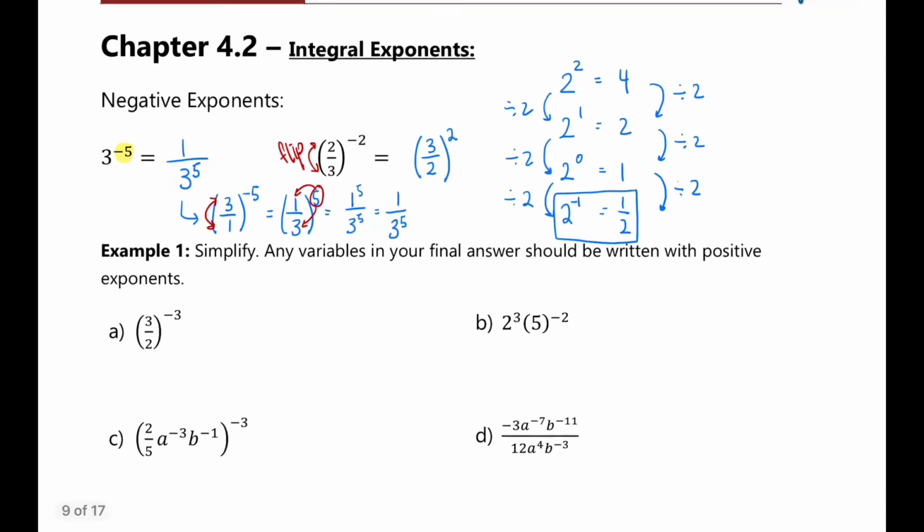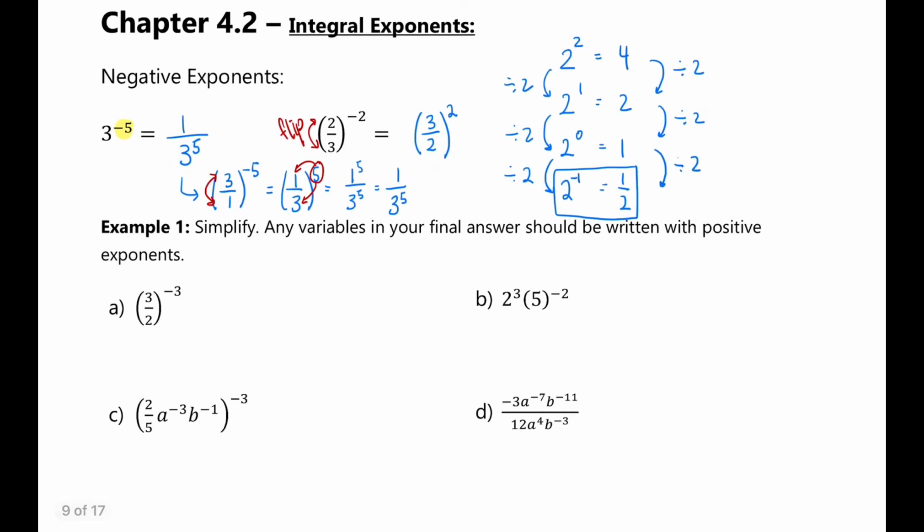Let's take a look at example 1. Simplify. Any variables in your final answer should be written with positive exponents. All right, so our key step is to get rid of that negative exponent. So let's start with part A. So we have a rational base with a negative exponent. Let's first use the rule that we learned previously, and we're going to flip over the base to get rid of the negative exponent. So we have 2 over 3 to the power of positive 3.